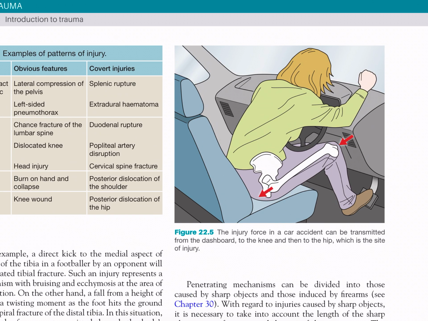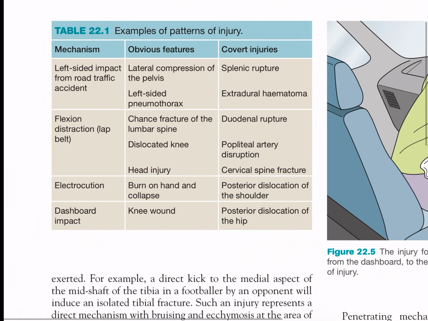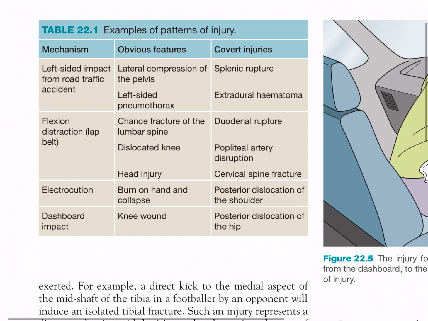Over here we can see the arrows. The injury is on the knee, but it is transmitted towards the acetabulum and the hip. So the dislocation of the acetabulum or the fractures of the neck of the femur can happen over here. This is an indirect type of injury. We will see Table 22.1, examples of patterns of injury, the mechanisms, the obvious features, and the covert injuries which can happen with those mechanisms.